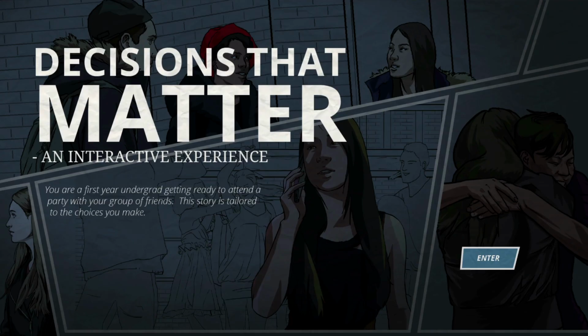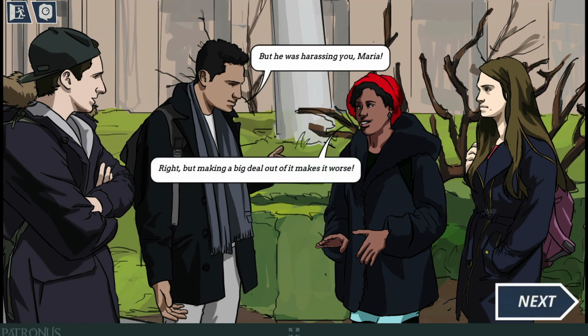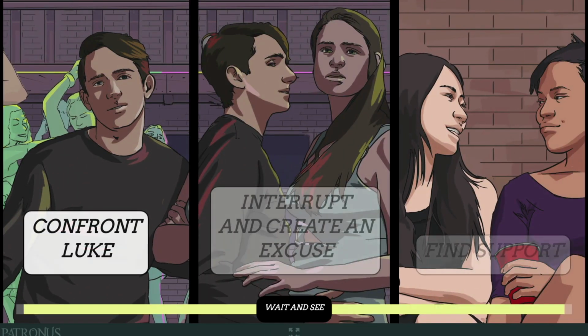Next up is Decisions That Matter, a very serious scenario-based e-learning experience that deals with sexual assault. The whole experience you're interacting with contagonist distractors, all creating doubt and uncertainty, causing you to make a mistake when it matters most. So there you have it, folks.